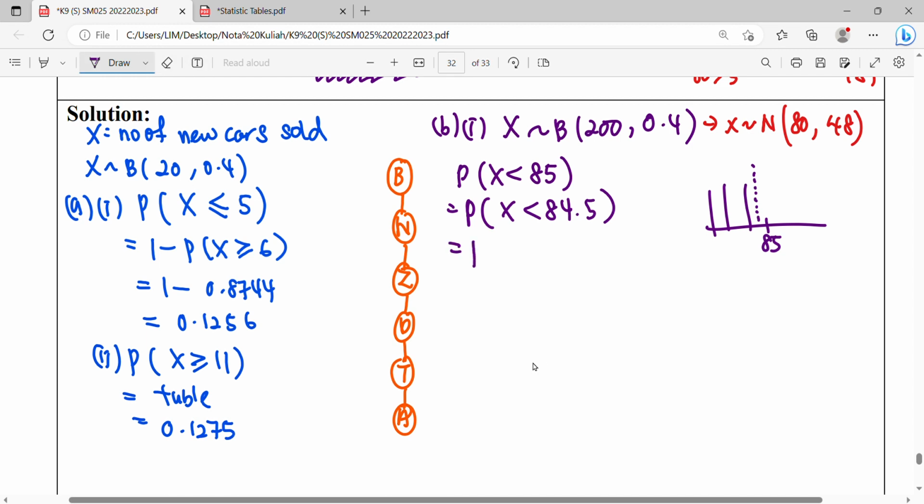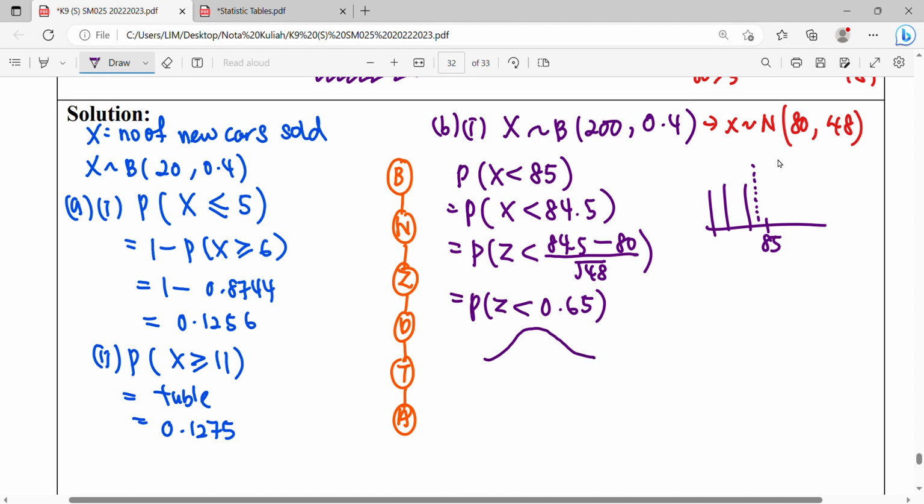So we make it standard. 84.5 minus the mean, 80. Be careful here, the variance: square root of 48. So you get the z-score, 0.65. Then we draw 0.65 on the positive side, less than that, this area.